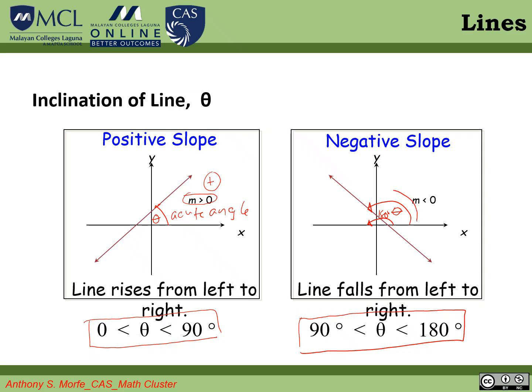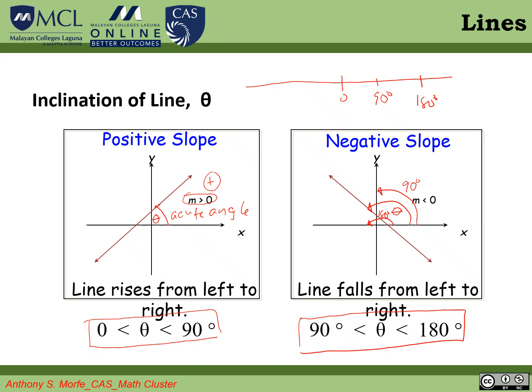This is also theta, which is 90 degrees. So as you can see, our angle is ranging from 90 to 180. So this is 0, this is 90, and this is 180 degrees. As you can see, our theta is bigger than 90, and it's less than 180.